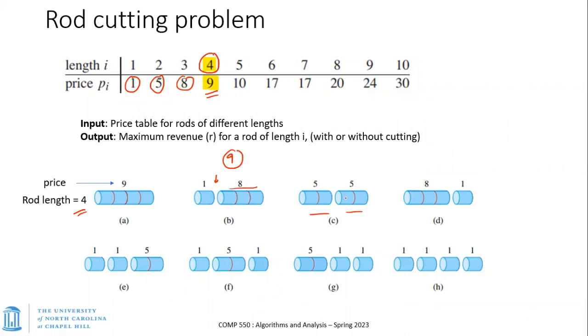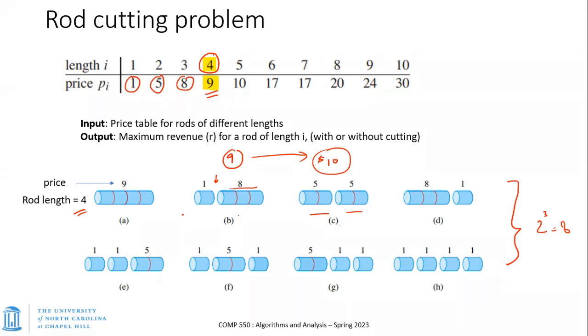So you get 5 plus 5, that's $10. So you increase your revenue by cutting it up into 2 smaller pieces. If you cut it up into any one of the other combinations, and you can hopefully see that there are, in this case, 2 to the power 4 minus 1, 8 solutions. 1, 2, 3, 4, and that's 8 solutions.